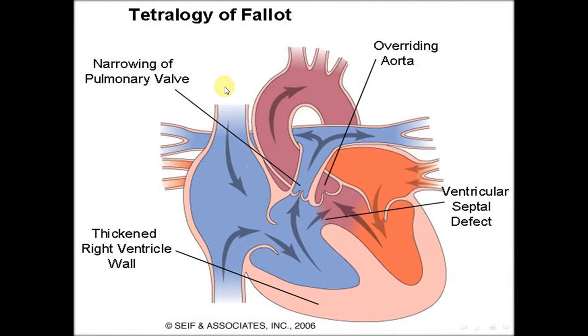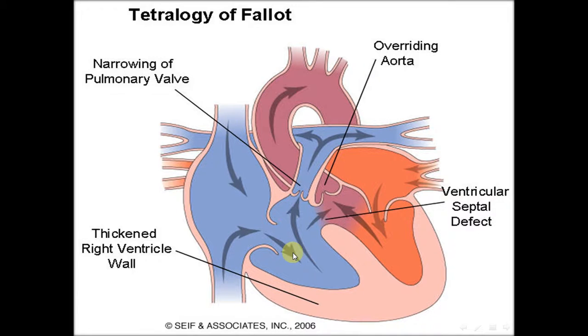As we know, in the normal heart blood comes from the body into the heart by the superior vena cava and inferior vena cava. This is deoxygenated blood. By the tricuspid valve it goes into the right ventricle. From the right ventricle it is pumped into the pulmonary artery in order to go to the lungs to perform the gas exchange process.